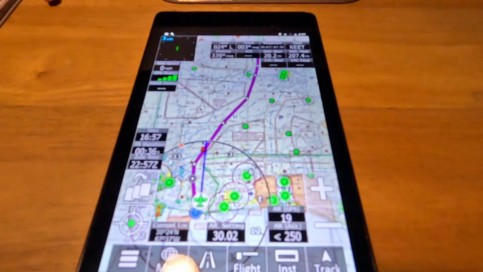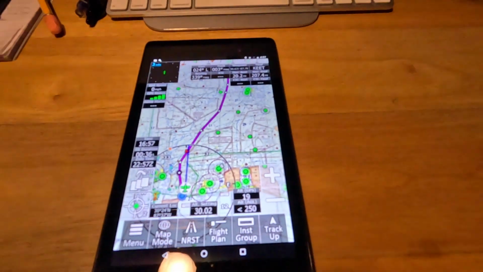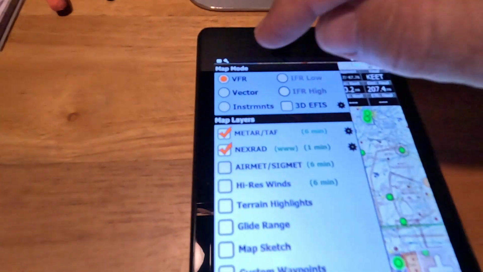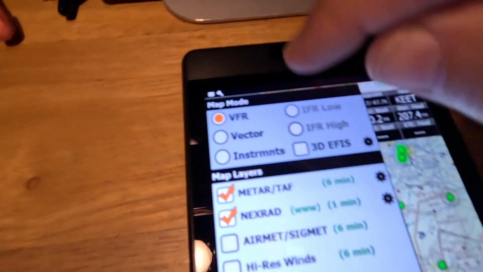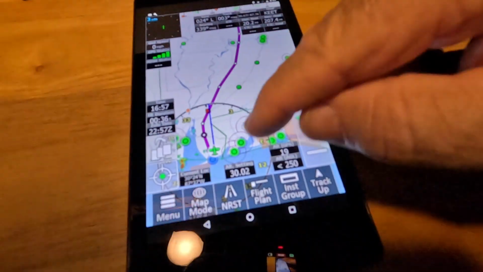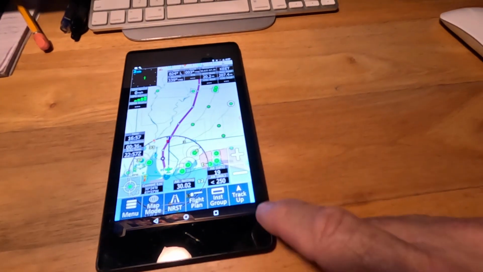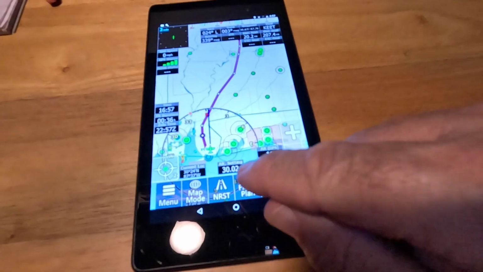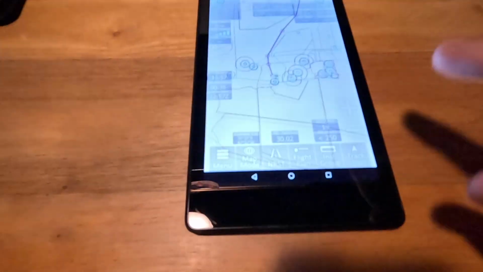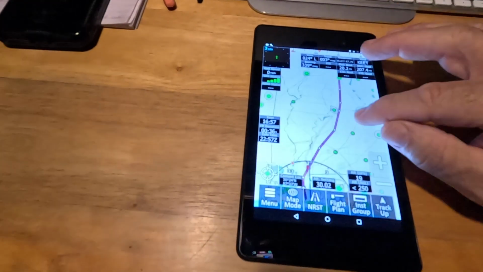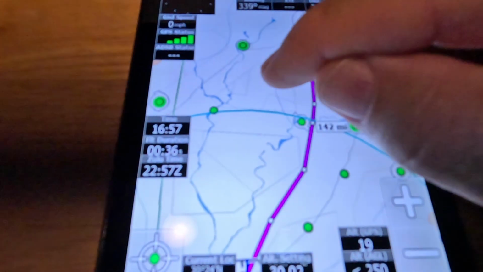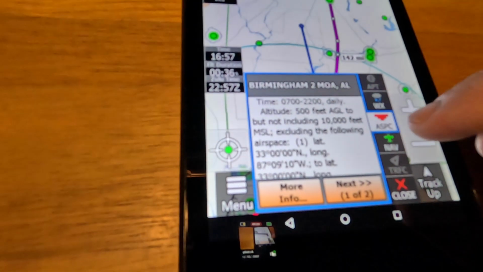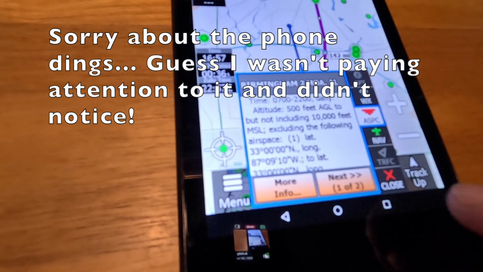So this is one of the beauties of the iFly or Adventure Pilot software. I go to map mode and I switch it from VFR to vector. And that gets rid of everything. Just look at that. Also there's some rain going on down there. You can turn the next-rad stuff off if you want to. But anyway, this is the route of flight I took. You can see the airspace right here. You can tap on it, and it tells you about that airspace.